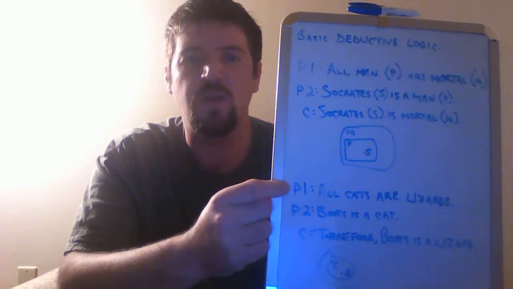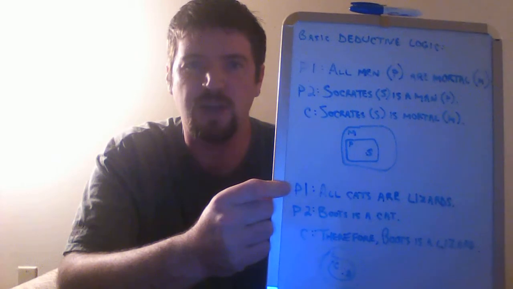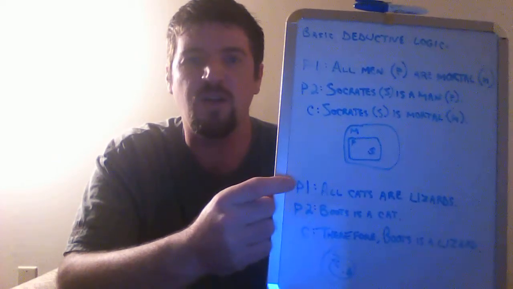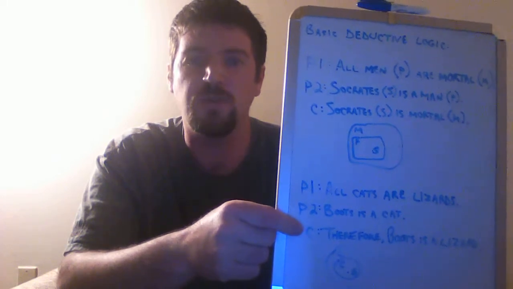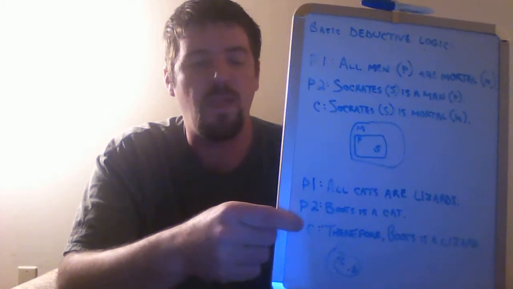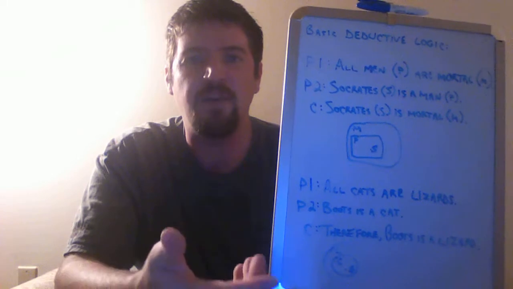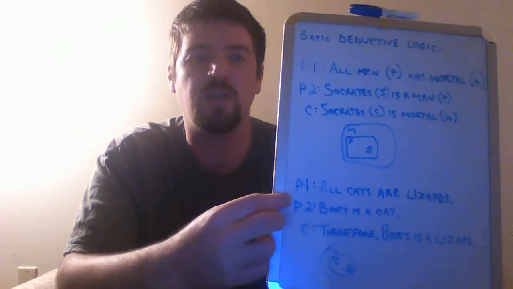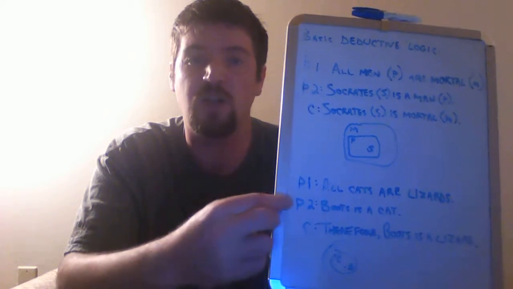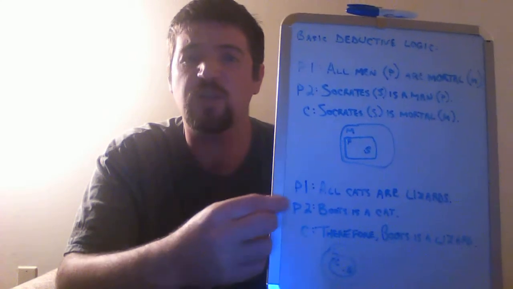Now here we know that all cats aren't lizards. They aren't by definition. Therefore this premise is false, which makes the conclusion also false. It's valid but not sound. And so when you're looking at an argument, you not only have to make sure that the logic is valid, but you also have to make sure that the premises are true.